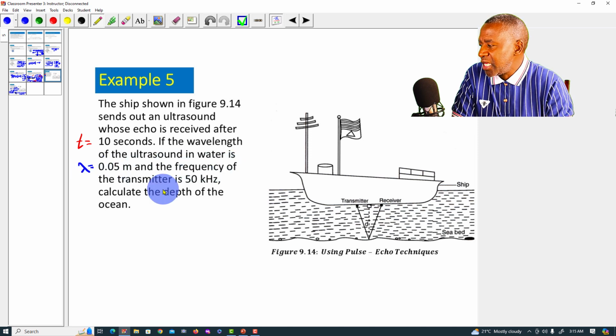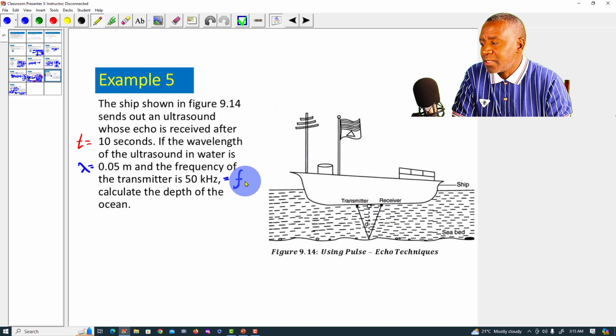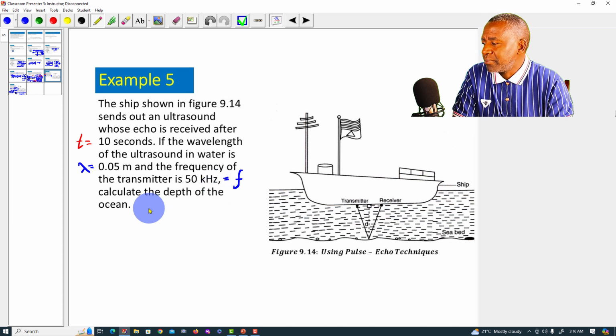And the frequency of the transmitter, that is the frequency of the vibrating object, is 50 kilohertz. 1 kilohertz is the same as 1,000 hertz. So this one will be 50,000 hertz. Calculate the depth of the ocean.